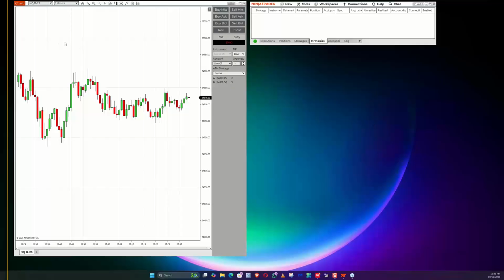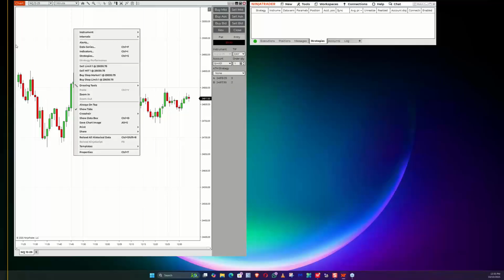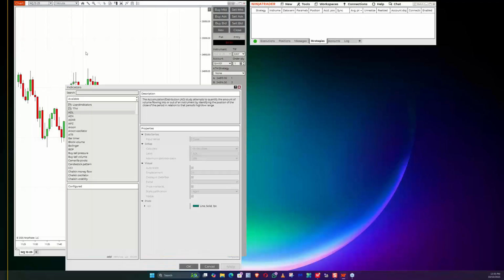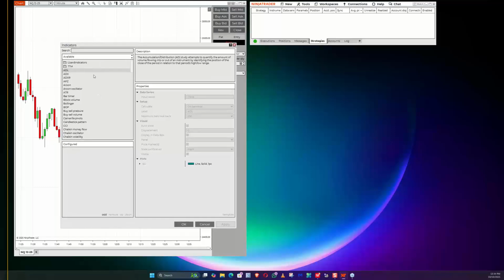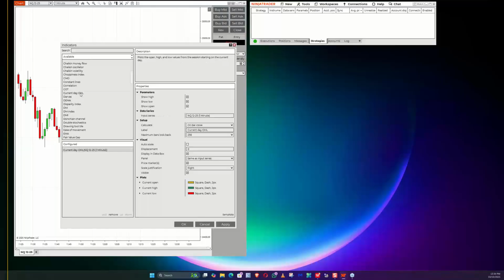So we put certain indicators and easily put them on the chart by just clicking the word indicator. NinjaTrader has a whole bunch of free indicators built in. The first one that I put on the chart, current day OHL, just double click it.